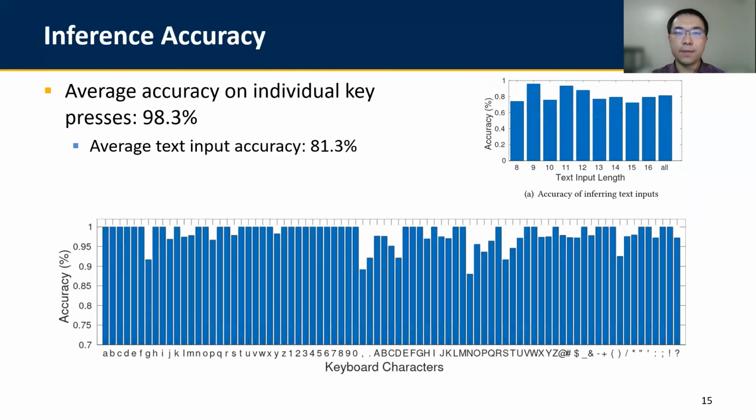As shown in the figure below, we are able to achieve a high inference accuracy of individual characters of up to 98.3%. For text input of different lengths, the average accuracy is 81.3%, which means that around 80% of the inputs can be correctly eavesdropped without need of further guesses. This is important for eavesdropping sensitive user credentials, such as passwords, where the total number of trials is limited, such as a maximum of 3 attempts before the account gets locked.